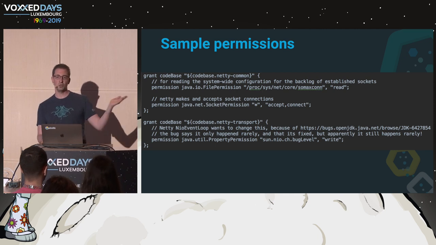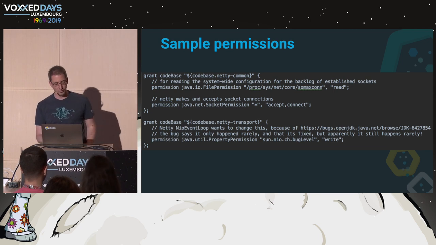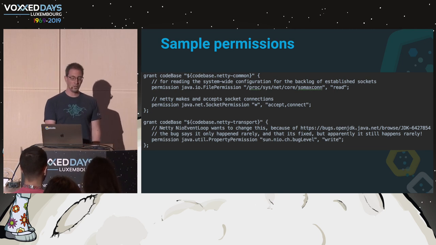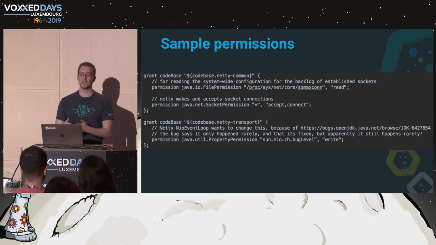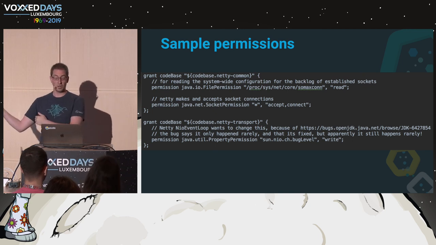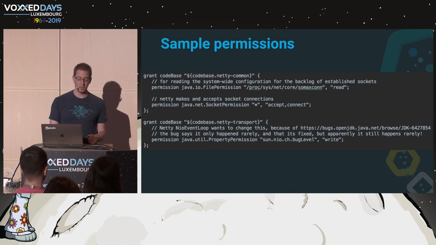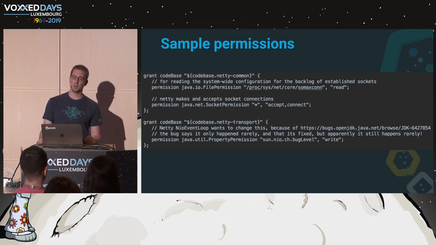But netty is allowed to do it because netty spills a 10-page long exception if it can't read this file on Linux. Same for the socket permission. Only the netty code is basically allowed to create network sockets and listen on them. Right? Only netty code can listen on the network. And this is really, really nice. So we don't have to worry anywhere else in our code base that someone spins up a piece of code that listens on the network.